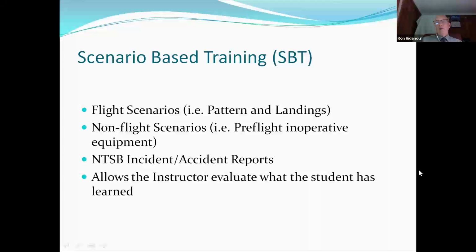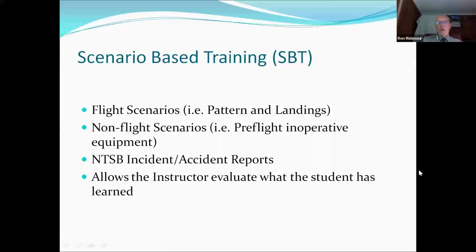You might want to just fly a base leg and a final leg. Or instead of flying a left-hand pattern, fly a right-hand pattern because you can't get over to the other side of the airport to fly your traditional left-hand pattern. So in-flight scenarios are something you can discuss on the ground and actually pose in the air.